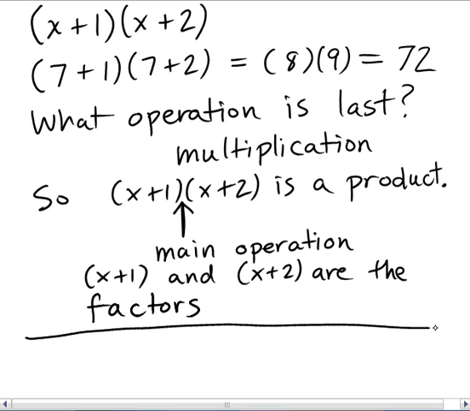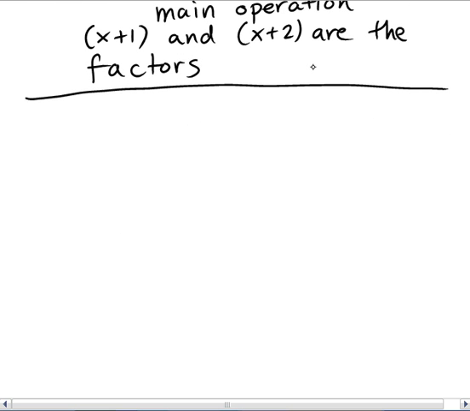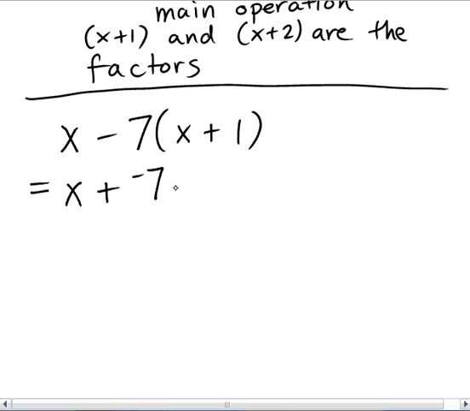Okay, let's turn our attention to another expression and decide if it's a product or a sum. Take a look at x minus 7 times x plus 1. Now there are three operations here. There's the addition in the parentheses, there's the multiplication between the 7 and the parentheses, and there's the subtraction. Let's get the subtraction out of the picture first by changing it into an addition of the opposite of 7 times x plus 1.